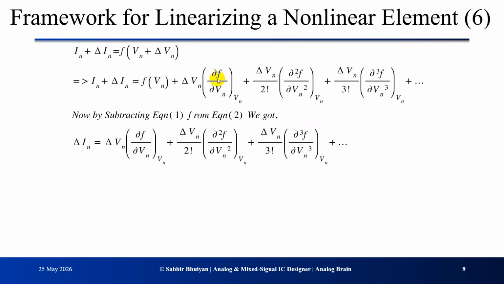So for generalizing the whole thing, I have to use some good terms. So I use this dou. So del Vn dou f by dou Vn, and this differentiation should be done at the operating point Vn, plus del Vn squared by 2 factorial, dou square f by dou Vn square, meaning second-time differentiation, plus del Vn cubed by 3 factorial, and so on. Now by subtracting equation 1 from equation 2, we get del In is equal to del Vn dou f by dou Vn at operating point Vn, plus del Vn squared by 2 factorial dou square f by dou Vn square at operating point Vn, plus del Vn cubed by 3 factorial, and it goes on.